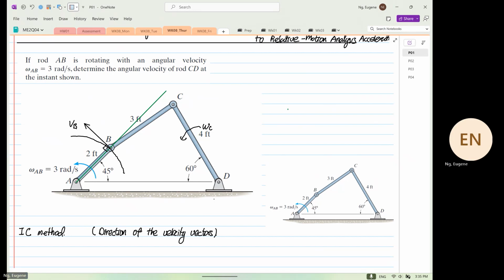Okay. So the next one is what we want to find: we're going to determine our omega CD. So this is the direction of omega CD, because if you could visualize, omega AB is going to do an anti-clockwise rotation. Omega CD will follow suit, will also do an anti-clockwise rotation.